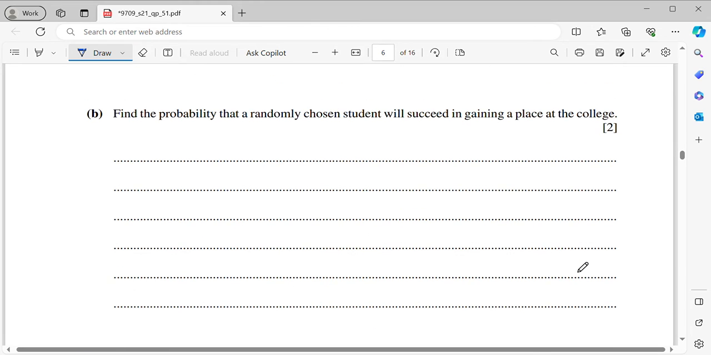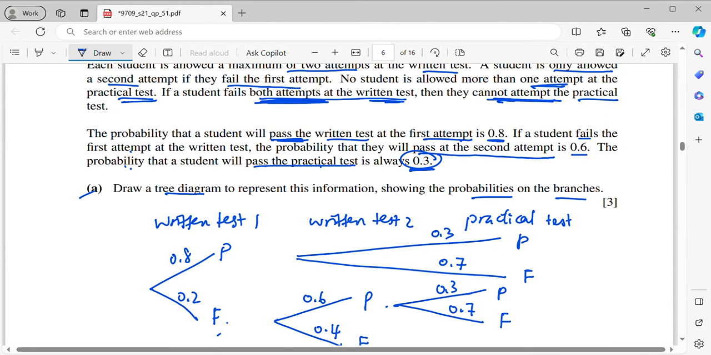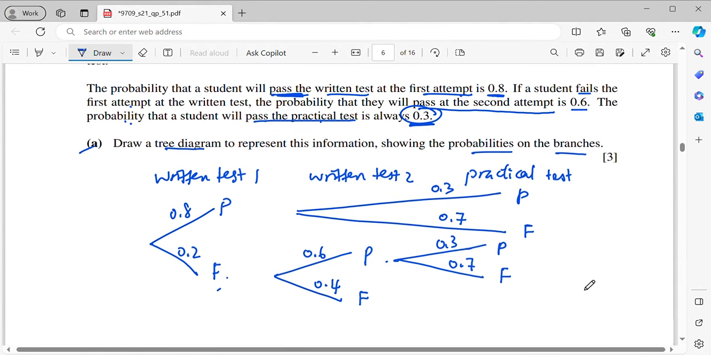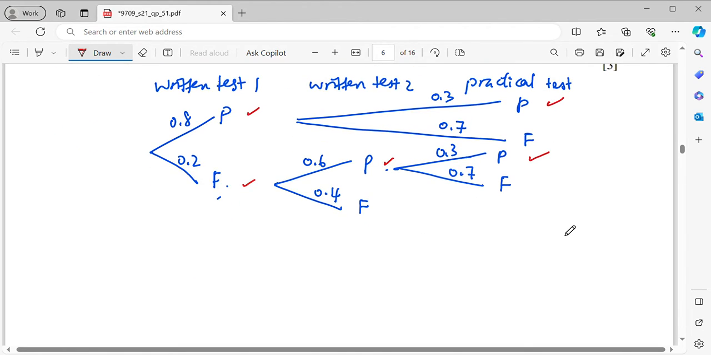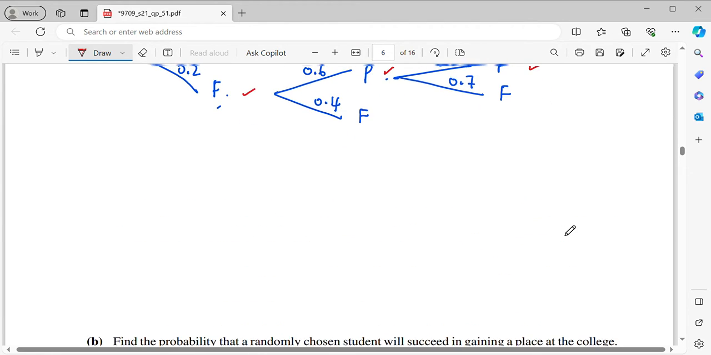Alright, so now part B: find the probability that a randomly chosen student will succeed in gaining a place at the college, which means the student will pass the written test and the practical test. So from here: written test pass and practical test pass, or written test 1 fail but then pass written test 2 and pass the practical test. So this will be the probability that the student will get the place at the college.